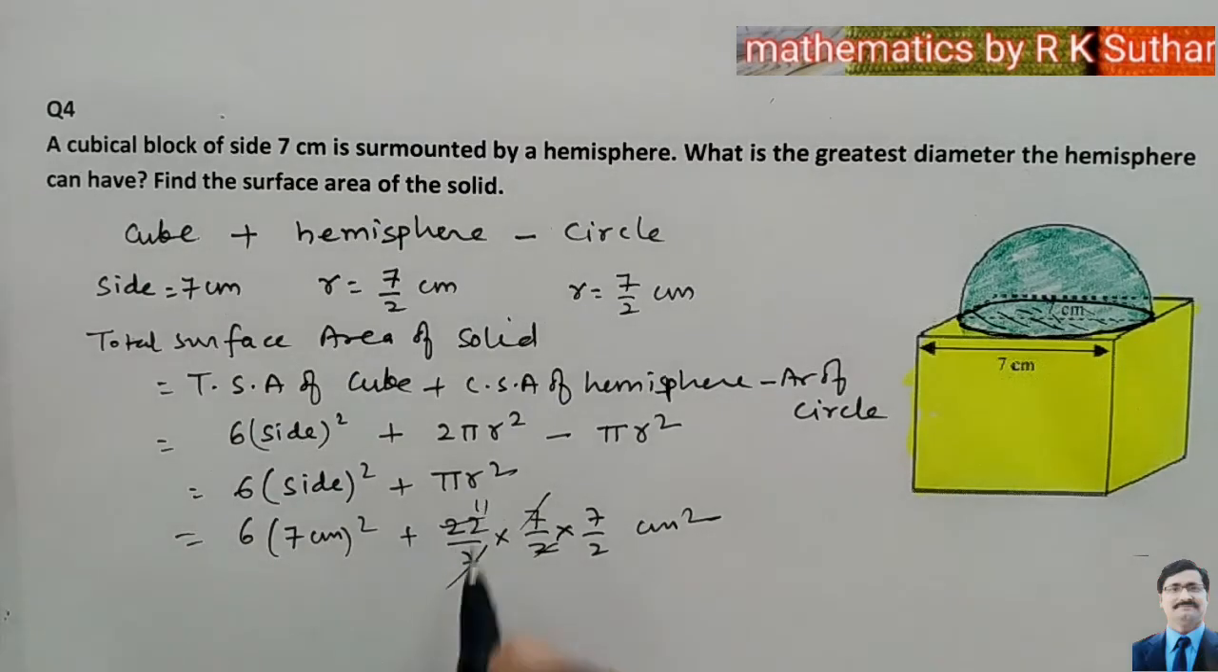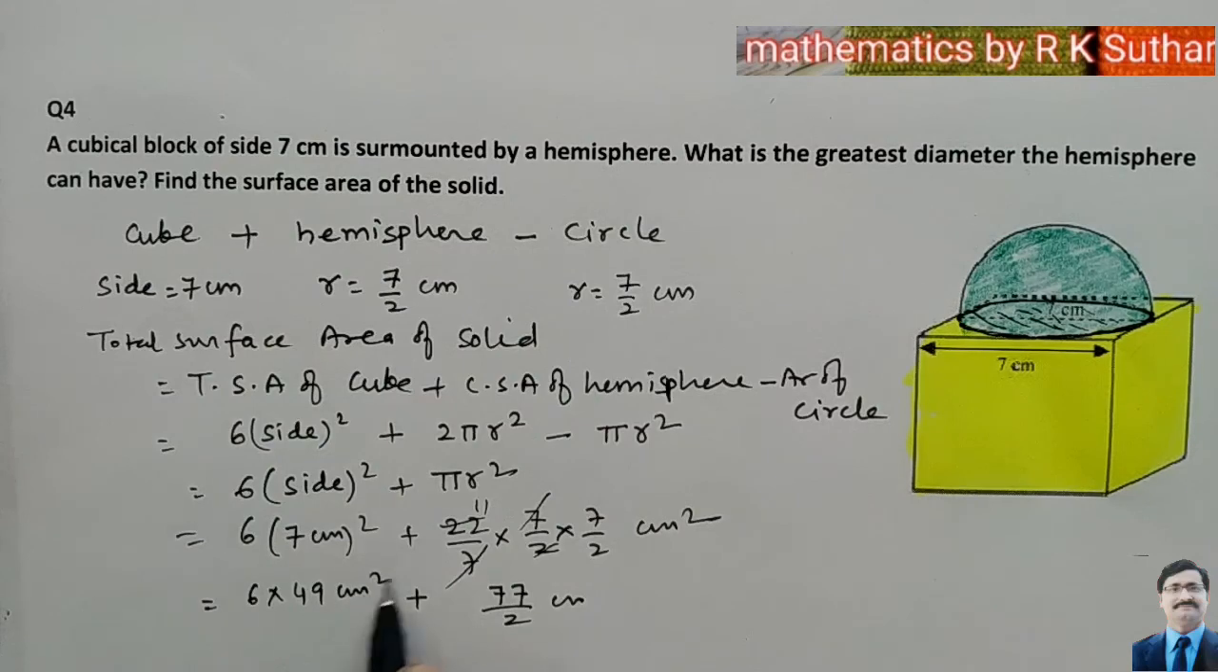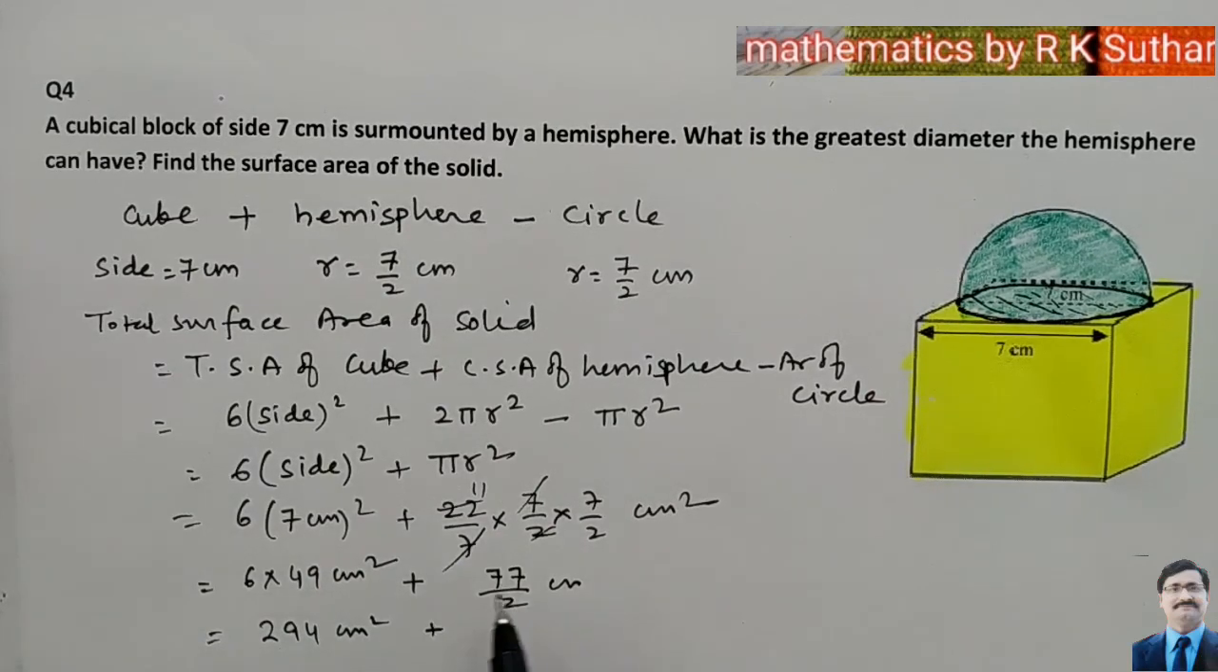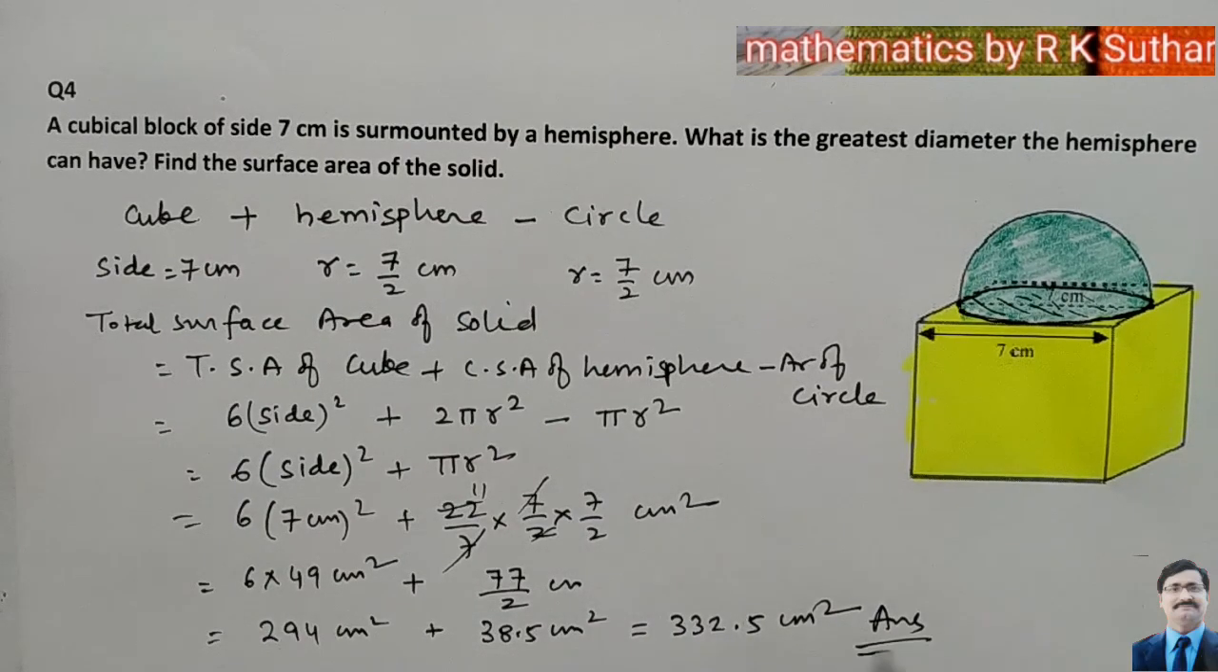We can cancel the 7, and we get 77 upon 2, and here 7 times 7 is 49, so 6 into 49 centimeter square. We solve this and get 294 centimeter square, and 77 divided by 2 gives 38.5 centimeter square. We add these and get 332.5 centimeter square. So we can write that the surface area of the solid is 332.5 centimeter square. All of you understand, this is the answer.